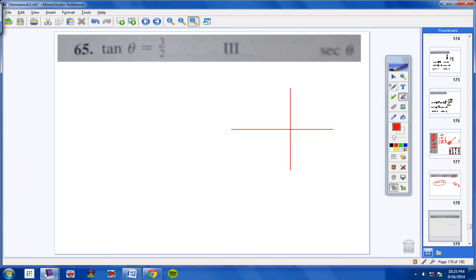Number 65. We know we're in quadrant 3, so put a check mark here. Here's our triangle. We know theta is going to go right here. Okay. And what else do we know? We know tangent of theta is opposite over adjacent. So opposite is 3, adjacent is 2. And we know the sine sequence for this quadrant is negative, negative, positive. And the hypotenuse would be square root of 13. I believe I did that in my head. I think that's right. 9 plus 4, yes, square root of 13.